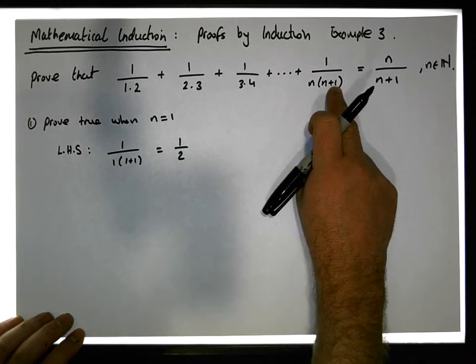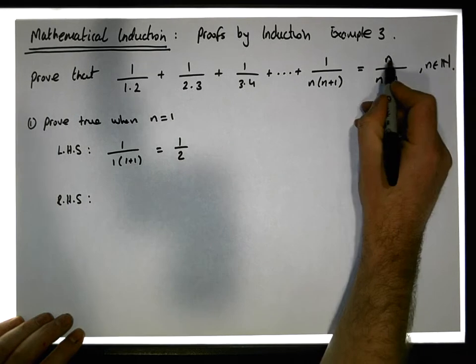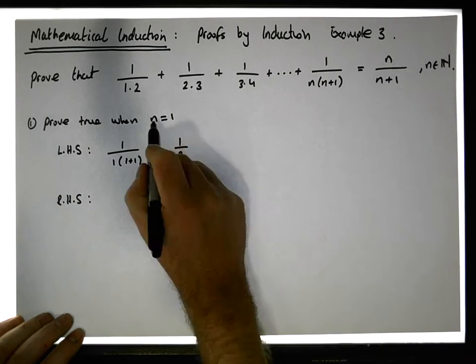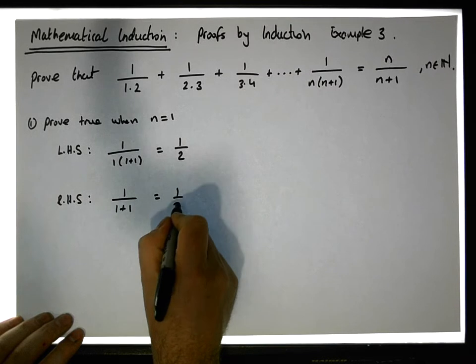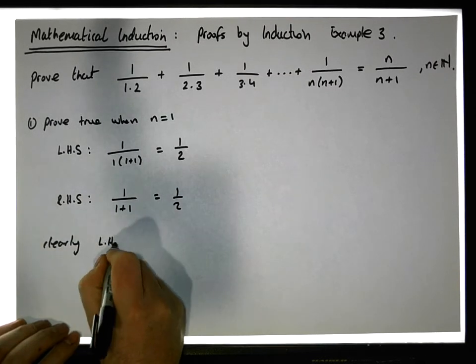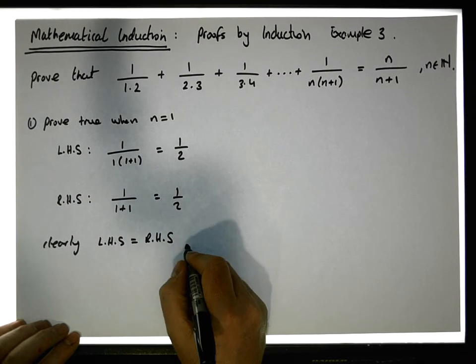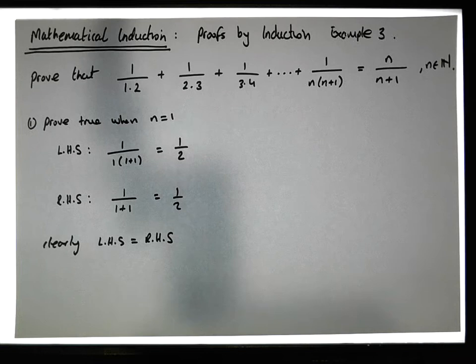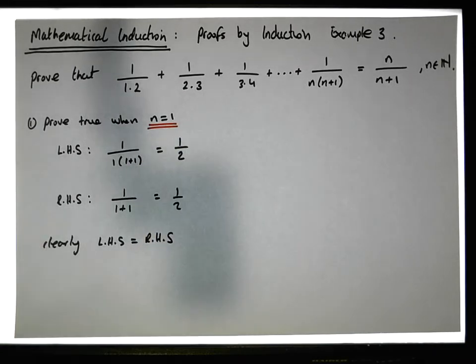That's the left hand side. The right hand side is n over n plus 1. So when n is equal to 1, it's 1 over 1 plus 1, which is equal to 1 over 2. I think clearly we can see here that the left hand side is equal to the right hand side when n is equal to 1. Okay, so we know that this is true when n is equal to 1.